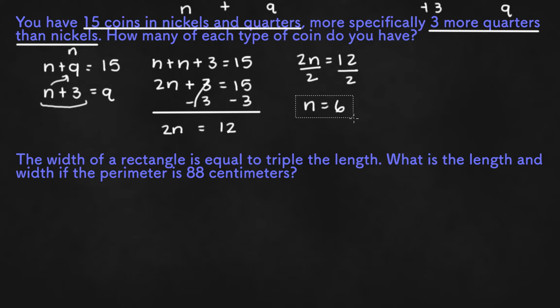Now we can plug the 6 in for N into one of these equations right here to get the value of Q. And since Q is isolated right here, we'll go ahead and plug it here. So 6 plus 3 equals Q, or 6 plus 3 equals 9. So Q equals 9.